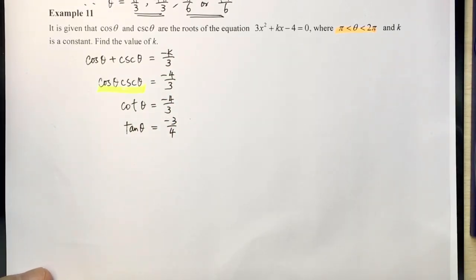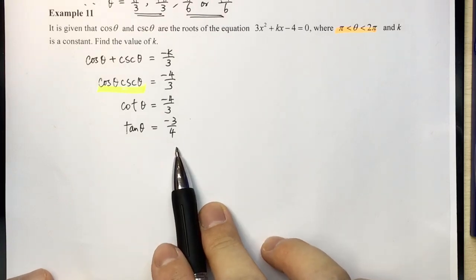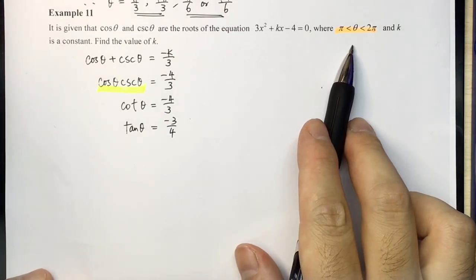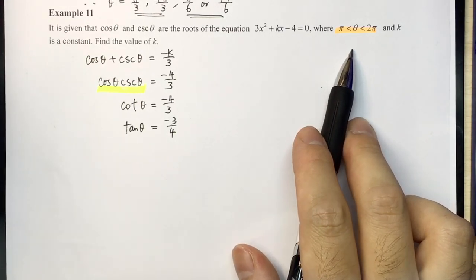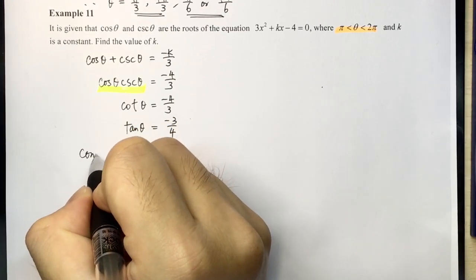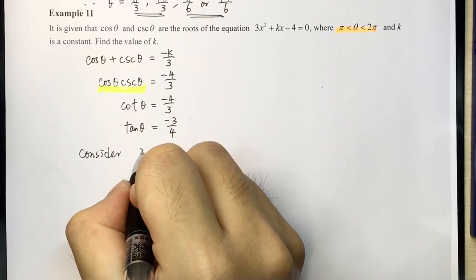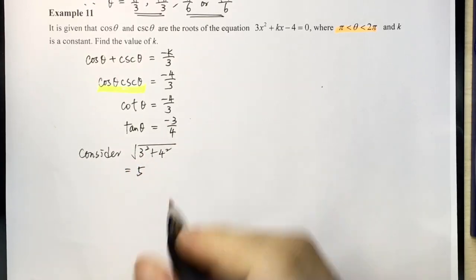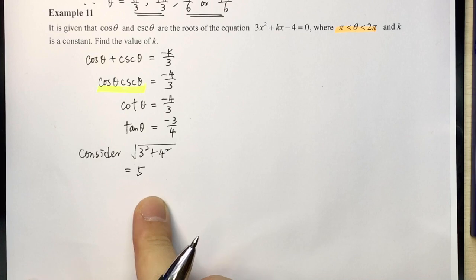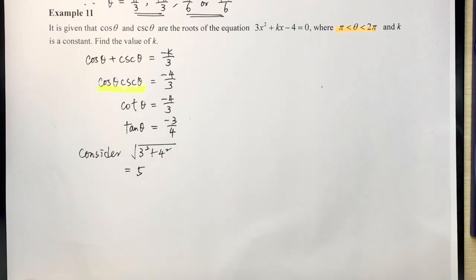What's so important to have one trigonometric ratio written like that? Because tangent theta is a negative number, and we also know that theta is ranging from pi to 2 pi. That means theta is in quadrant 4. And when we consider the last side, then we can find the value of cosine theta and cosecant theta.